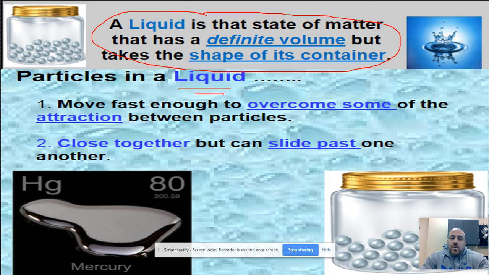The reason is how the particles in liquids move, and they move fast enough to overcome some of the attraction. They're still close to each other, but you can see in the picture there's enough space where they can slide past each other. That's why if you put your hand in a swimming pool, the molecules just move right around your hand and you're able to move through there easily.